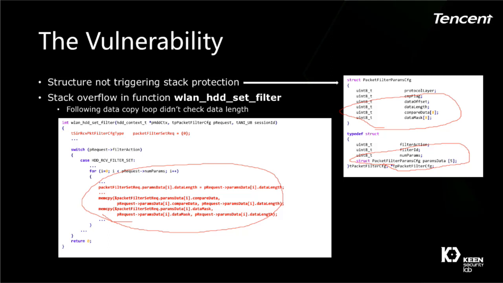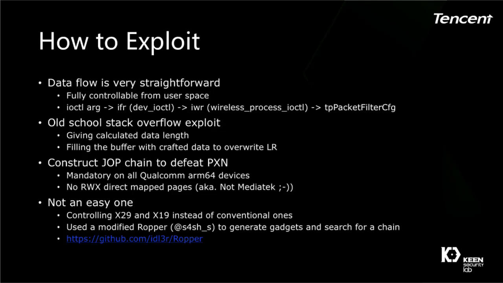And here is just the code which causes the stack overflow. It's very straightforward: a lack of check on the length when the arguments are passed to the kernel from user space. In other words, the user has direct control over both the length and the content, so it's a perfect stack overflow vulnerability. And the trick is the same. We just overflow the stack and override the LR and try to get PC control over the whole process.